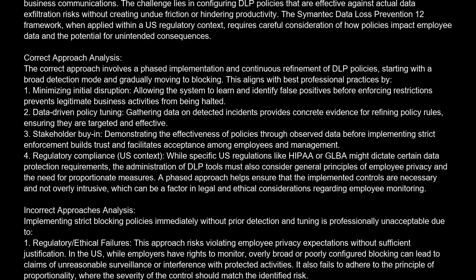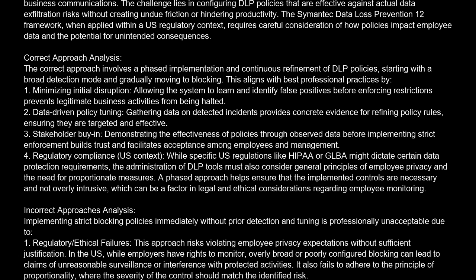Incorrect approaches analysis. Implementing strict blocking policies immediately without prior detection and tuning is professionally unacceptable due to 1. Regulatory/ethical failures. This approach risks violating employee privacy expectations without sufficient justification. In the U.S., while employers have rights to monitor, overly broad or poorly configured blocking can lead to claims of unreasonable surveillance or interference with protected activities. It also fails to adhere to the principle of proportionality, where the severity of the control should match the identified risk.